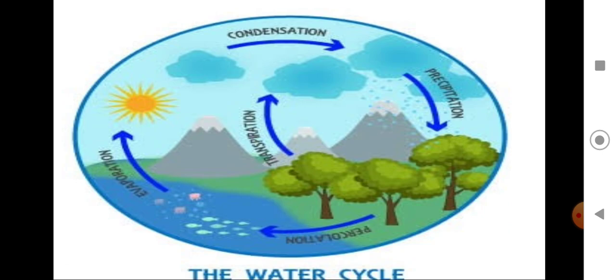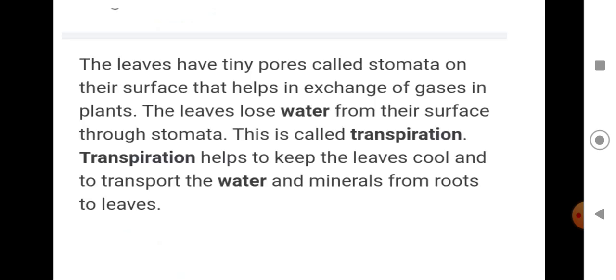Even here in this picture you can see the evaporation due to the sun. You see evaporation, condensation, precipitation with the rain falling, and percolation, that is, water getting absorbed by the ground, and also you can see transpiration from the trees. So what is this transpiration?